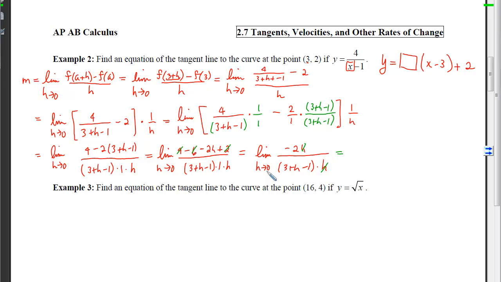So I can plug in an h equals 0, I get a negative 2 on top, and on the bottom I get a positive 2. So that slope ends up equaling a negative 1. I now have the equation of the tangent line, and I am done.